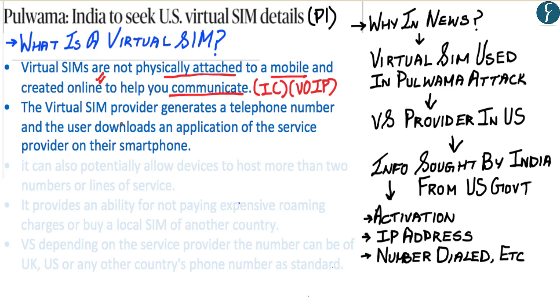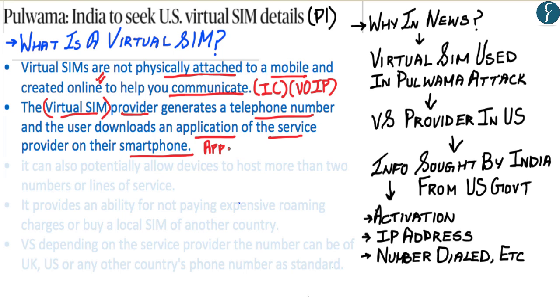Now the second point that you need to know is that a virtual SIM provider generates a telephone number and the user then downloads an application of the service provider on their smartphone. What generally happens is that if you need a virtual SIM, you'll first find a provider or a company that provides the facilities of a virtual SIM, and download the app of this company on your smartphone.